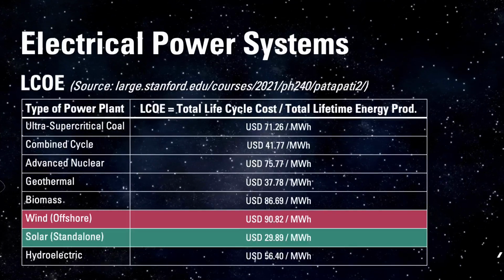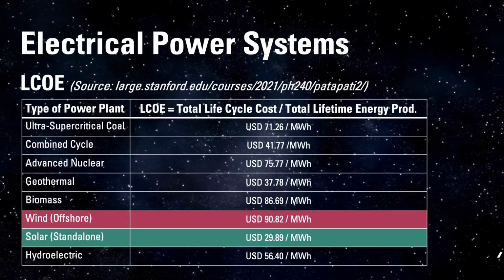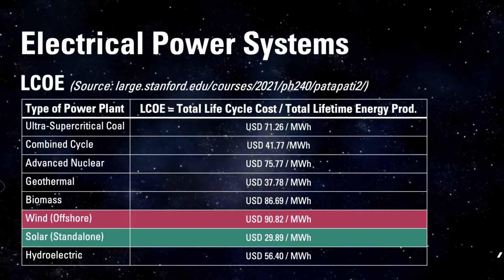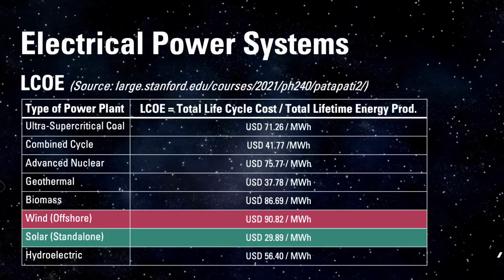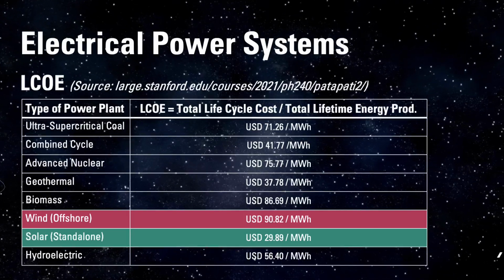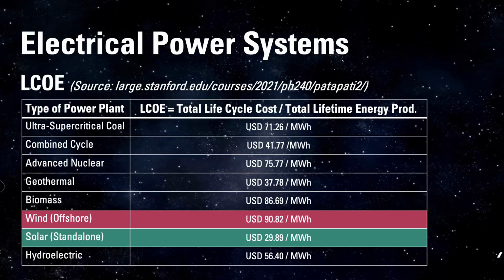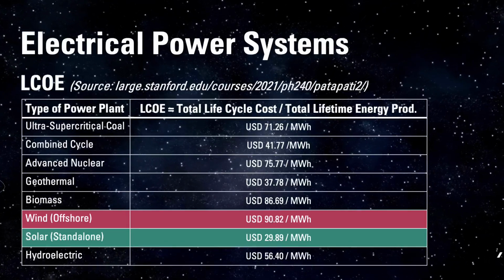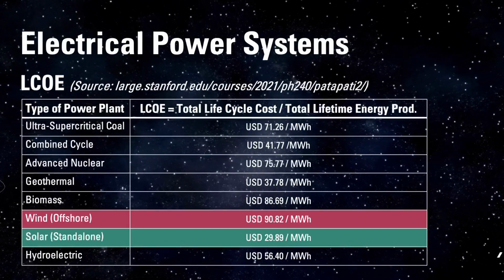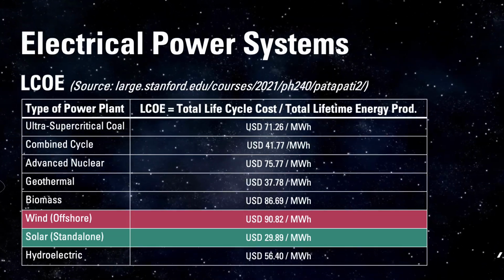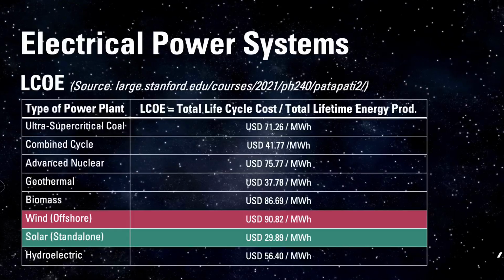This is a comparison of the LCOE of different types of power plants. This table was obtained from the website of Stanford University, and it was prepared by Soumya Patapati and published on December 9, 2021. The highest LCOE is highlighted in red, and the lowest LCOE is highlighted in green.